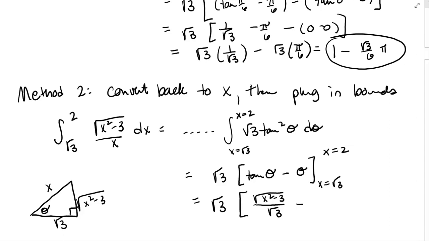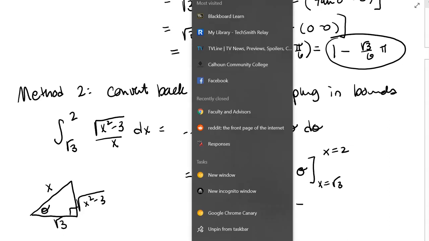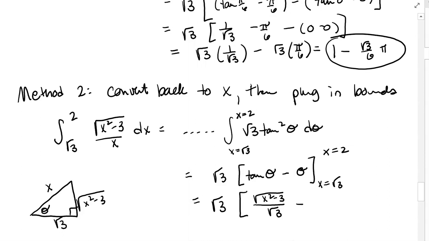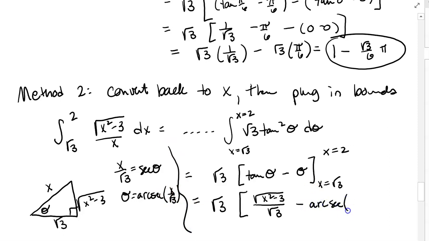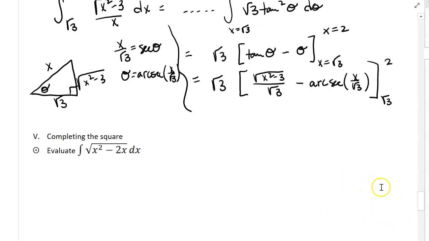I'm going to use maybe the secant because that has an x and a square root of 3. I'm going to go back actually to the original substitution, which was x over the square root of 3 equals secant of theta. So we'll call theta the arcsecant, or the inverse secant, of x over the square root of 3. So I'm just going to plug that in, and we will now evaluate that from square root of 3 to 2.